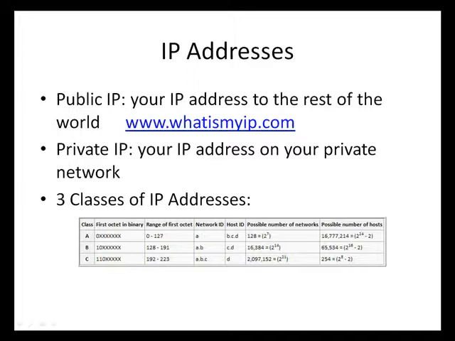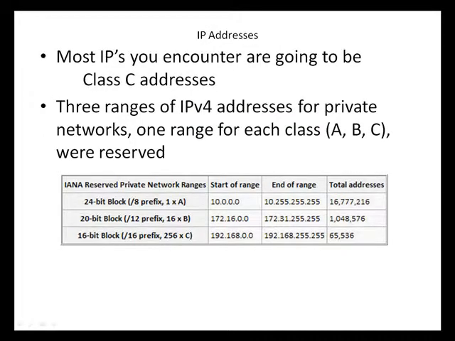There are also three classes of IP addresses as you see in the field below. Most IPs you encounter are going to be Class C addresses. There are three ranges of IP addresses for private networks, as you see in the table below.